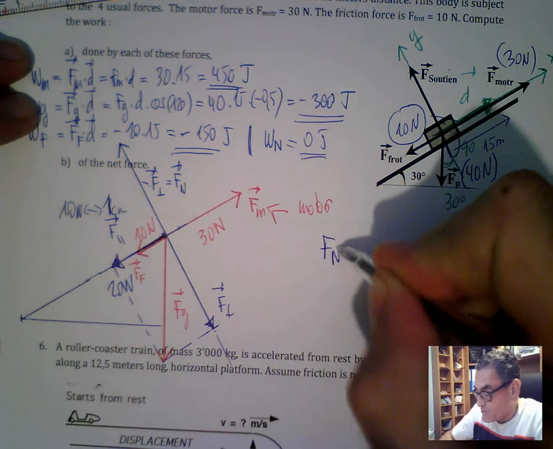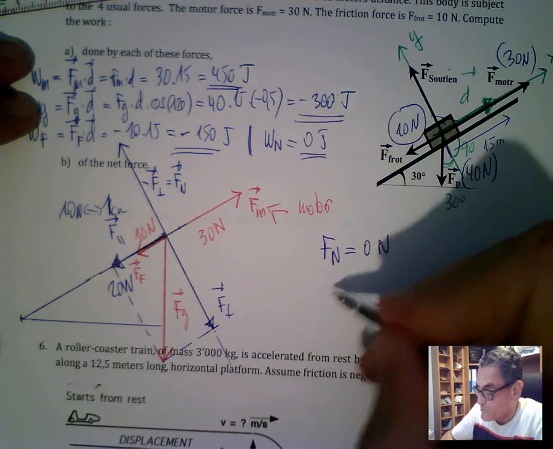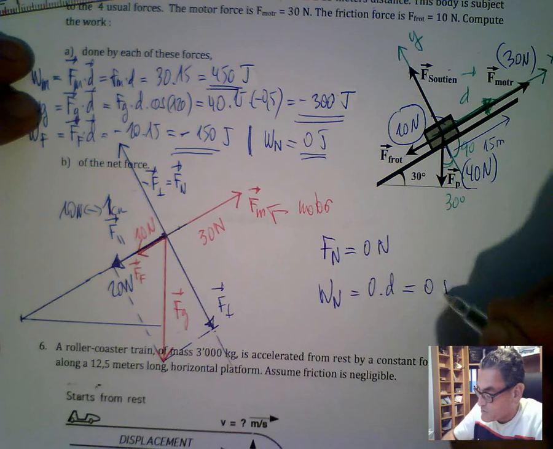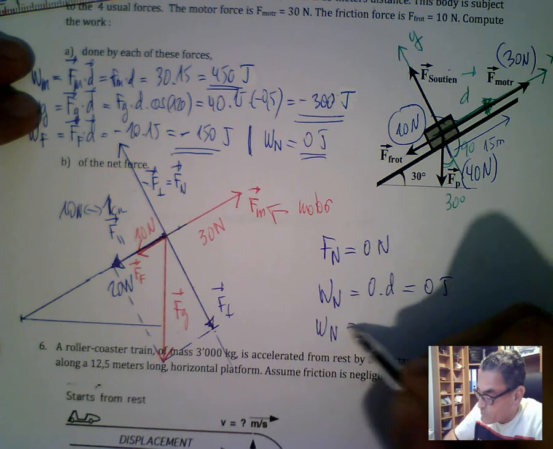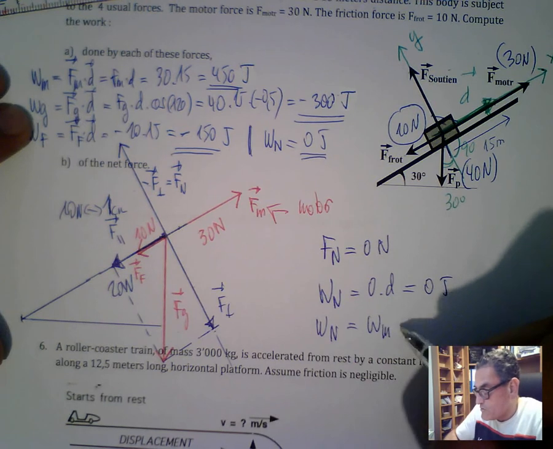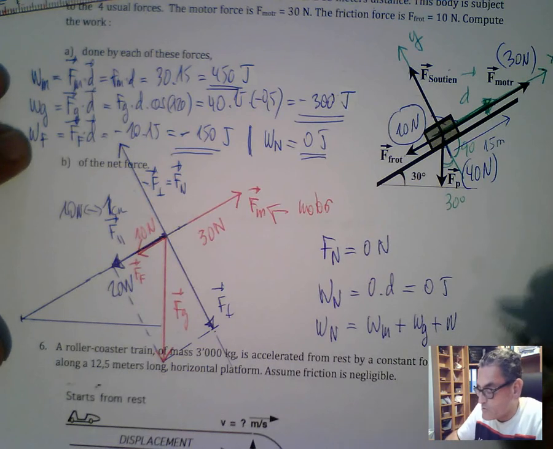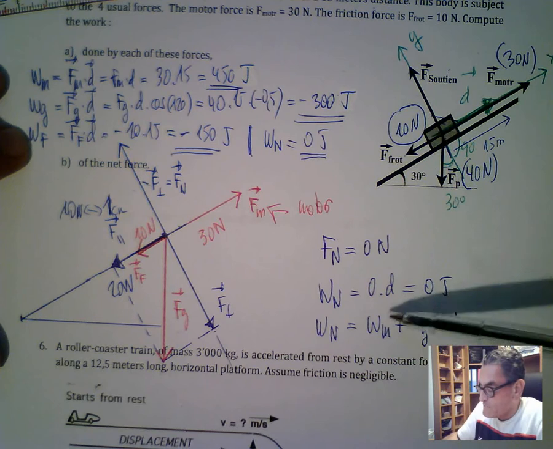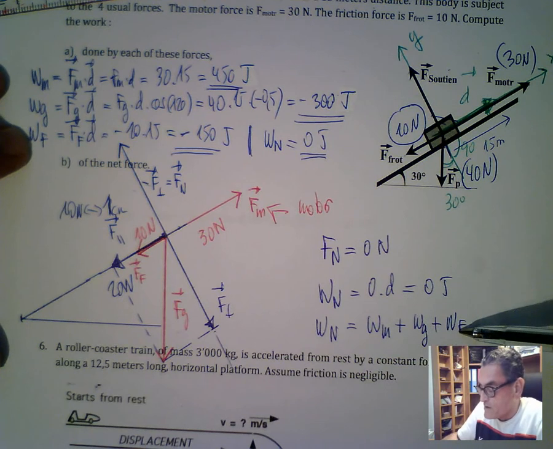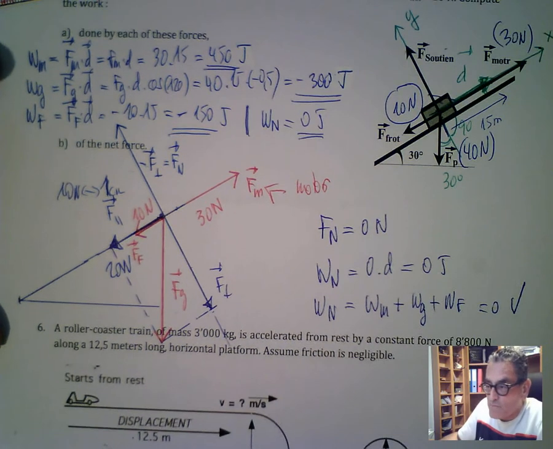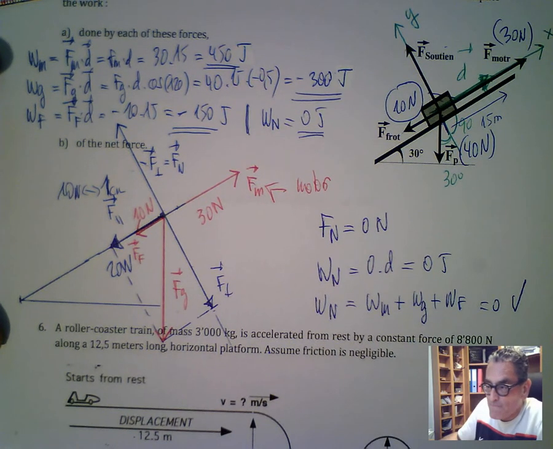In other words, the normal force is 0 newtons, and the work of the normal force is 0 times the distance, so it's 0 joule. And you see that the work of the net force is indeed the sum of these different works, the work of the motor force plus the work of the gravitational force plus the work of the friction force. We computed them before. It's 450 minus 300 minus 150, and the sum is equal to 0, and that makes us extremely happy. Okay?